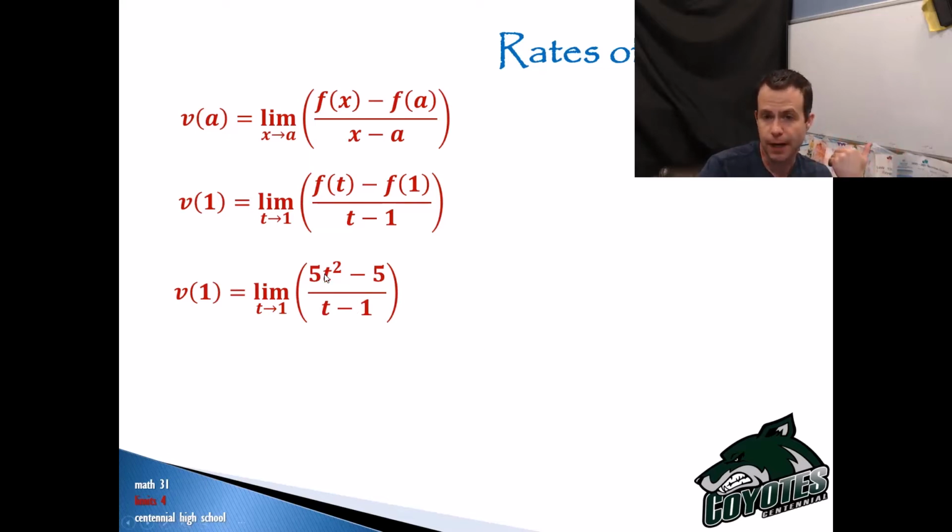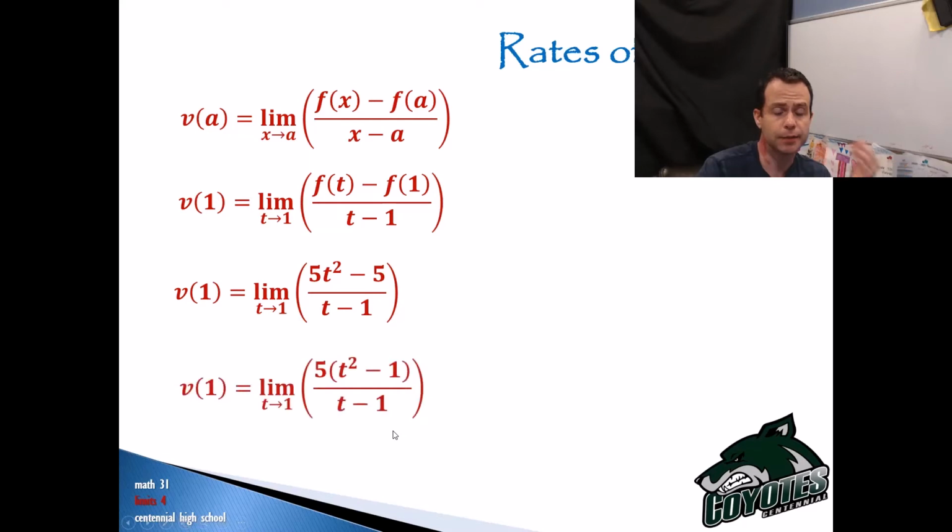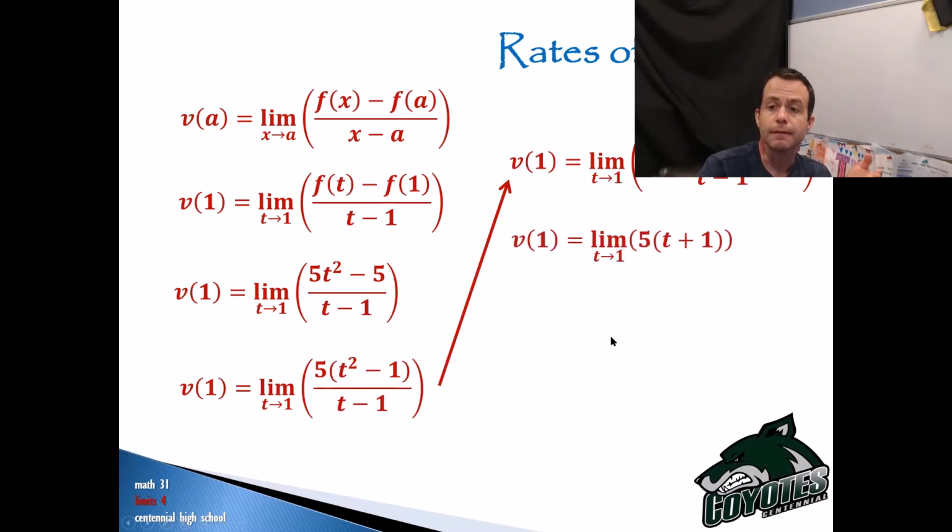I can take out a 5 here, and that would leave me with t squared minus 1, which is the difference of squares, and that will factor into (t plus 1)(t minus 1). Okay, now my t minus 1s can divide out, and that gets rid of my problem. So I'm looking for the limit as t approaches 1 of 5 times (t plus 1). So if I plug 1 into there, I get 1 plus 1 is 2, and 2 times 5 is 10. So the instantaneous velocity at t equals 1 is 10 meters per second.